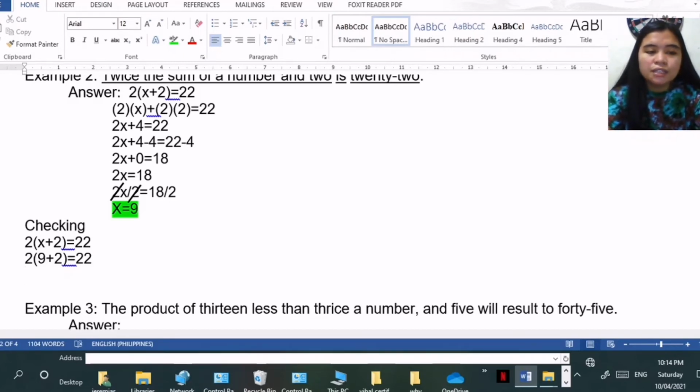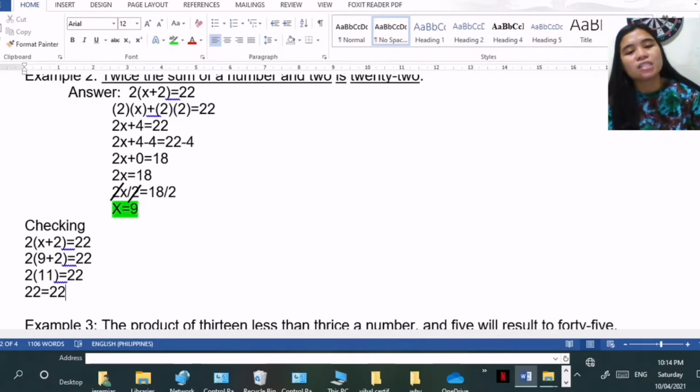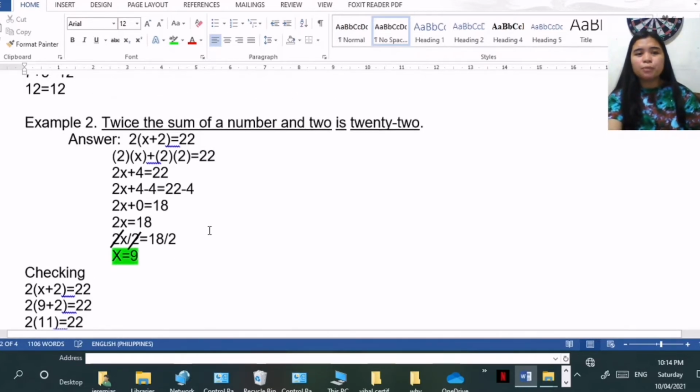Ayan. So, we have here copy 2, kasi diba sa GEMDAS, kailangan mauna yung nasa loob ng grouping symbol. Ayan, so we have 9 plus 2, that is 11. And then, sarado na natin, close parenthesis, and then equal, and then copy 22. And then we have here 2 times 11, that is 22, and then copy equal, and then 22. So, therefore, our answer is correct. Okay po? So, ganyan lang po mag-compute.